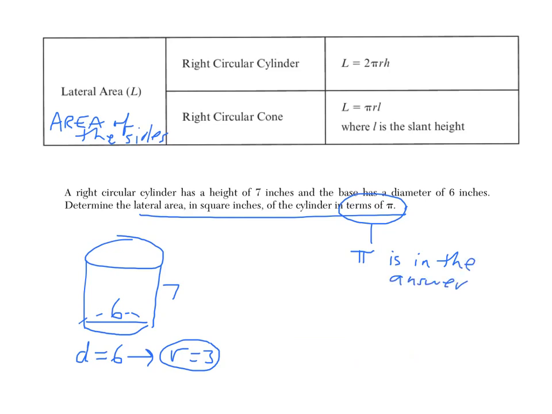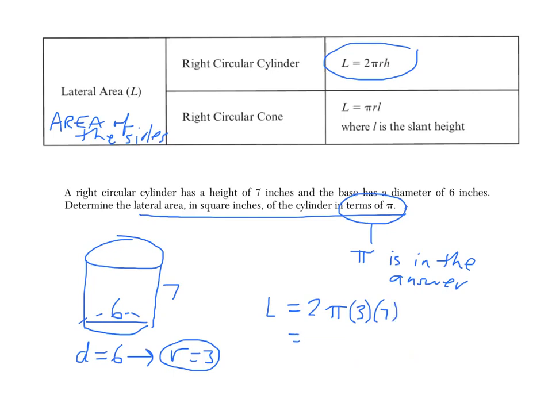So let's do it. Find the right formula. Make sure you're using the right one. For this case, we're looking for the lateral area. So we're going to write lateral area is equal to, of the can, 2 pi r times h.